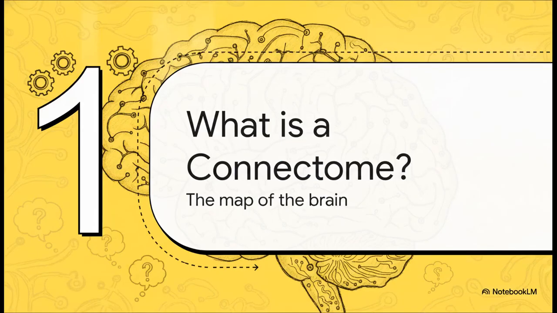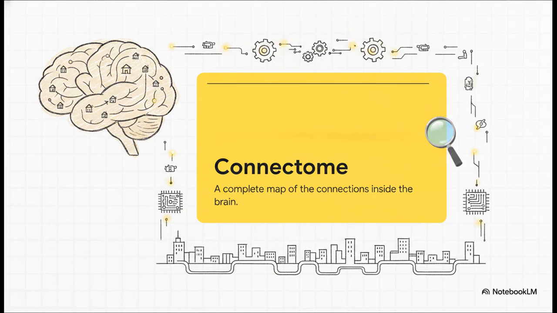What is a connectome? A connectome is a complete map. It shows all the connections inside the brain. Think of the brain like a big city. The brain cells are the houses. The connections are the roads. Information travels on these roads like cars. To understand the city, you need a map. You need a map of every single road. This complete map is the connectome.